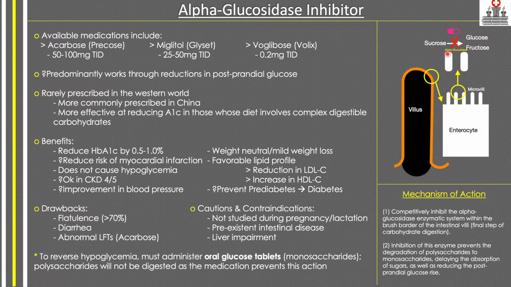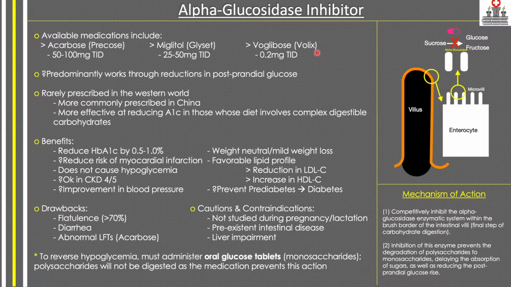When it prevents the breakdown of this, however, there's increased carbohydrate, which can be fermented by the gut bacteria, and hence there will be a significant amount of flatulence and diarrhea side effects, which many patients will not be pleased with. It's important to note this medication is taken before each meal, and as a result, it reduces the postprandial glucose rise, as well as delaying the absorption of sugars, as I've mentioned. So available medications include acarbose, also known as Precose, Miglitol, also known as Glycet, and Voglibose or Volux.